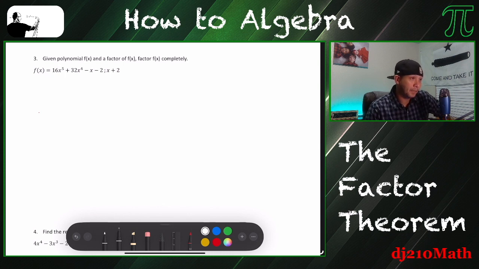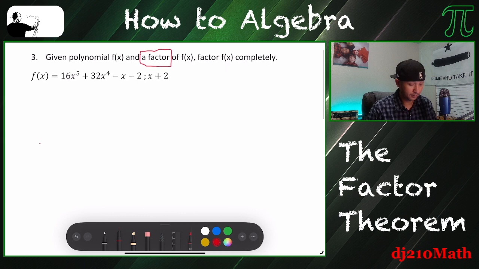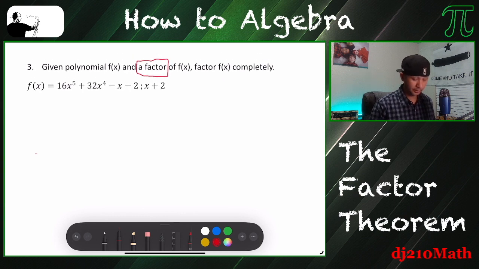Okay, number 3. Given polynomial f of x and a factor of f of x, so that right there, them telling us that it's a factor, I know that when I do synthetic division, I should get a 0. And then we want to factor f of x completely. Okay, so the factor is x plus 2. So that means the root is going to be x minus 2.